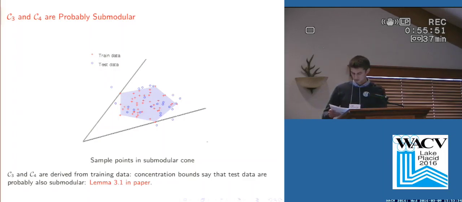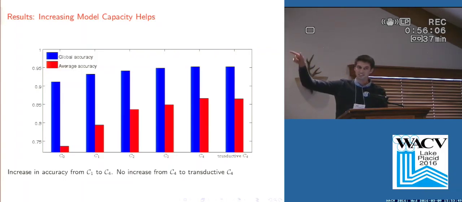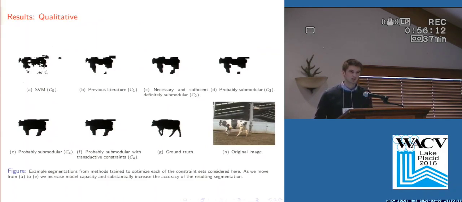So I will skip this slide, and here we see some results on a segmentation benchmark. On the x-axis, you see the different constraint sets. They are relaxed every time, and as you can see, the model capacity increases, which leads to higher accuracy on this benchmark. This translates also into qualitative results. The segmentations get better the more that you relax the constraints.